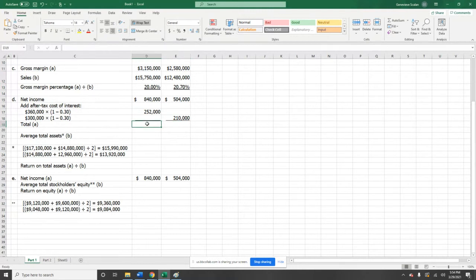So we're adding back in the after-tax cost of interest to our net income, because that's stripping out the cost of leverage. If you have a company that's not very leveraged, they won't be paying very much interest. So you're trying to compare this return on total assets by adding the interest expense back into net income. So this then is the total: that plus that.